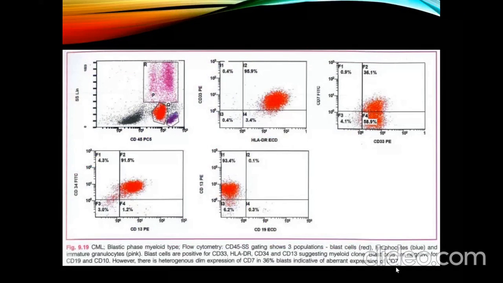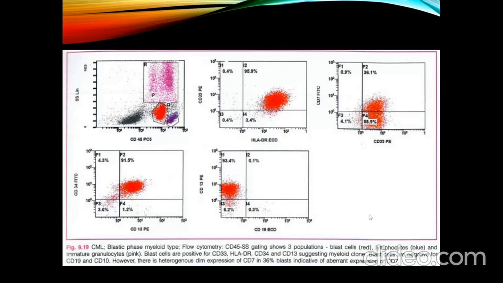Again, we have here the flow cytometry. We can see in the first one that in the CD45 SS gating flow cytometry, the red patch is showing us blasts, the blue patch is showing us lymphocytes, and the pink patch is showing us immature granulocytes. Afterwards, when we do flow cytometry, we are seeing that the blasts are positive for CD33 and HLA-DR, as we can see here. Then we can also see that it is positive for CD34 and CD13, and here we can see it is again positive for CD13 but not for CD19.